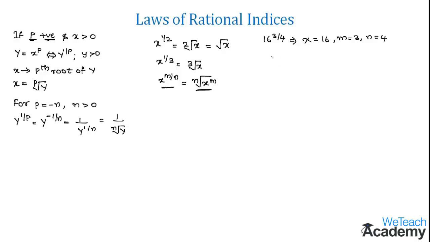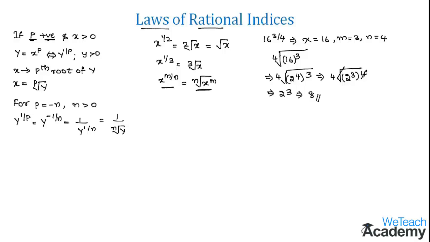So here we have nth root of x power m, which would be 4th root of 16 power 3. Again we can write 16 as 2 power 4, so this would be 4th root of 2 power 4 whole cube. That implies this would come as 4th root of 2 cube whole power 4. Here we can cancel the power 4 and the 4th root, and we get 2 cube, which would be 8.